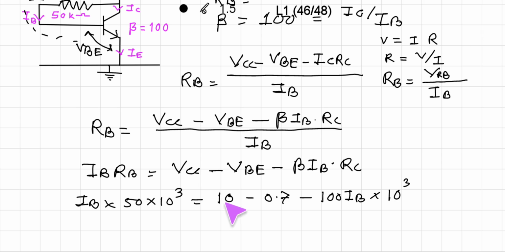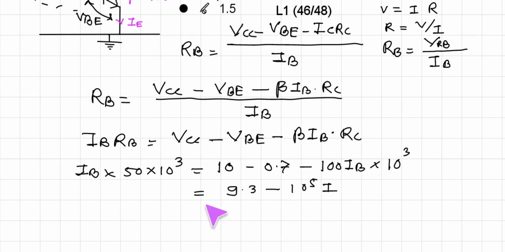So here it is VCC 10, VB 0.7, beta times IB into RC is 1 kilo ohm, that is 10 raised to 3. So that is equal to 9.3 minus 10 raised to 5 times IB. So 10 minus 0.7, that is 9.3 minus, that is equal to IB into this.